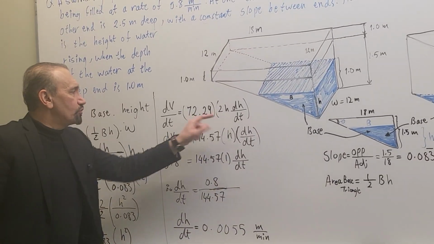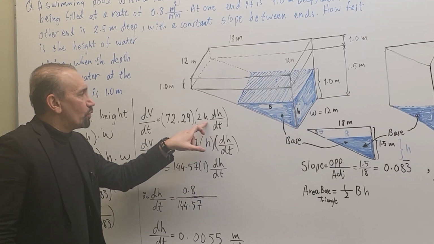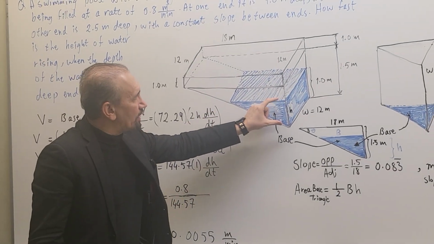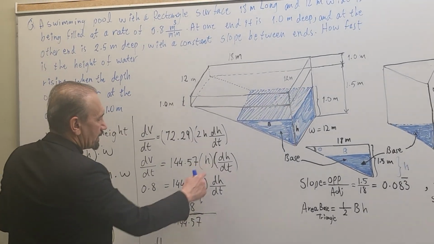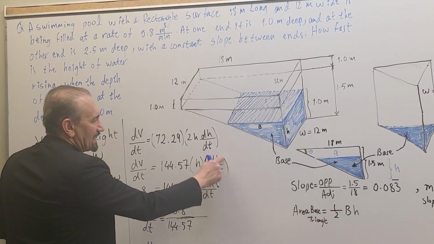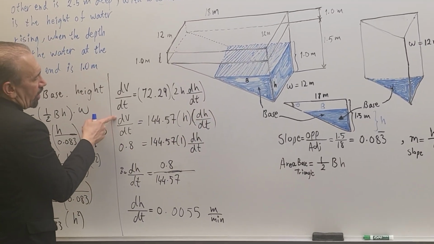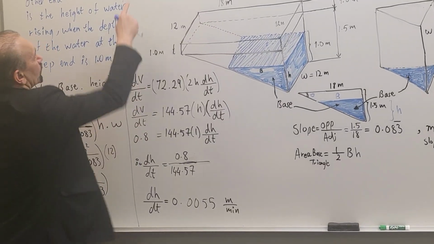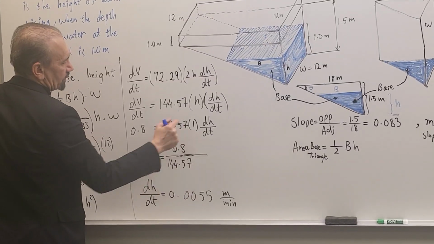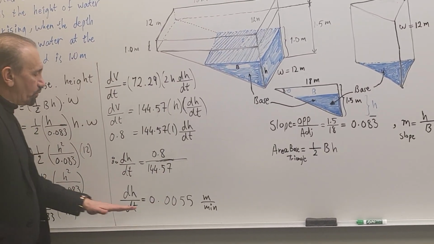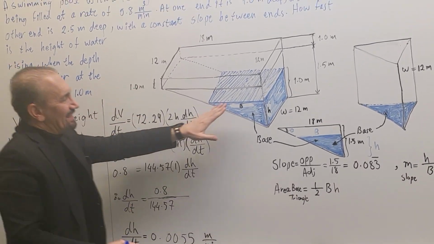Now, multiplying 2 by 72.29, I get 144.57. And I have this H. What was the H when we started? The question says that when the deep end is 1 meter, so I put 1 meter here. That's a multiplication. I need dH over dt. I have the rate of change of the volume for this pool, which is given in the question, so I divide 0.8 by 144.57, and I get 0.0055 meters per minute as the change of the height at the deepest end of the pool.